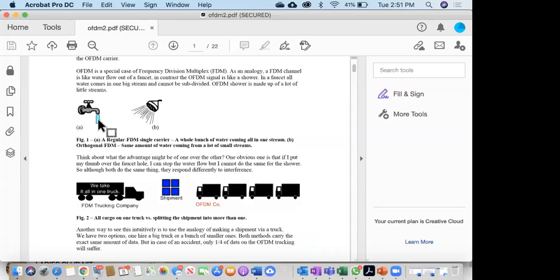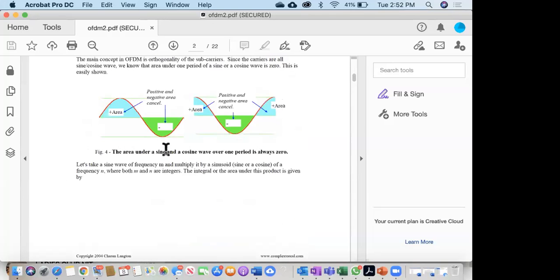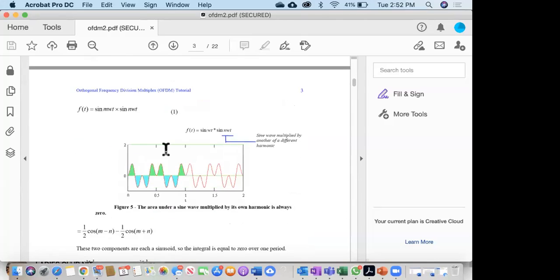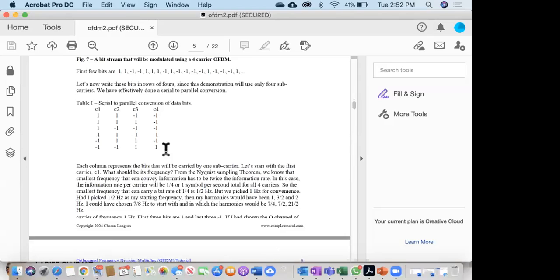OFDM is like a truck company which takes all its consignment into one single lorry. That is a single carrier. In OFDM, it loads sub-components of the consignment into different trucks and transports them in a very smooth way at the same instant of time. This is the difference between OFDM and frequency division multiplexing. And I said earlier what orthogonality is, right? You can refer to this paper and understand very well how OFDM works.